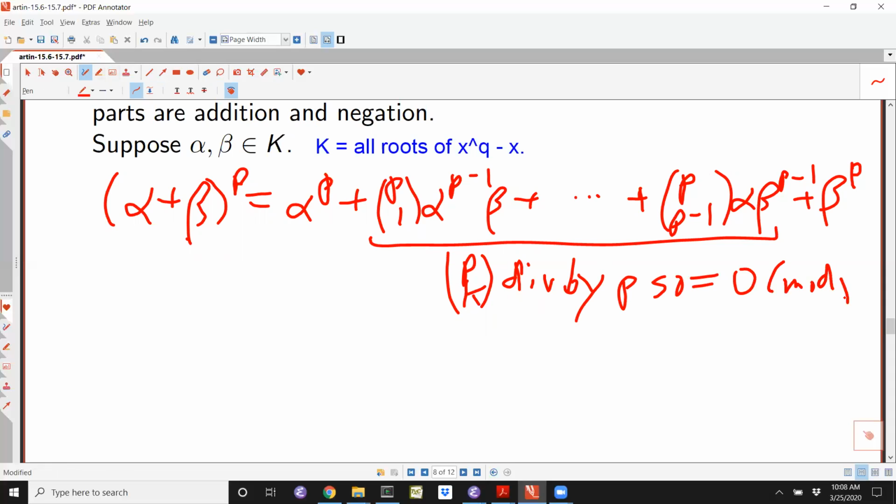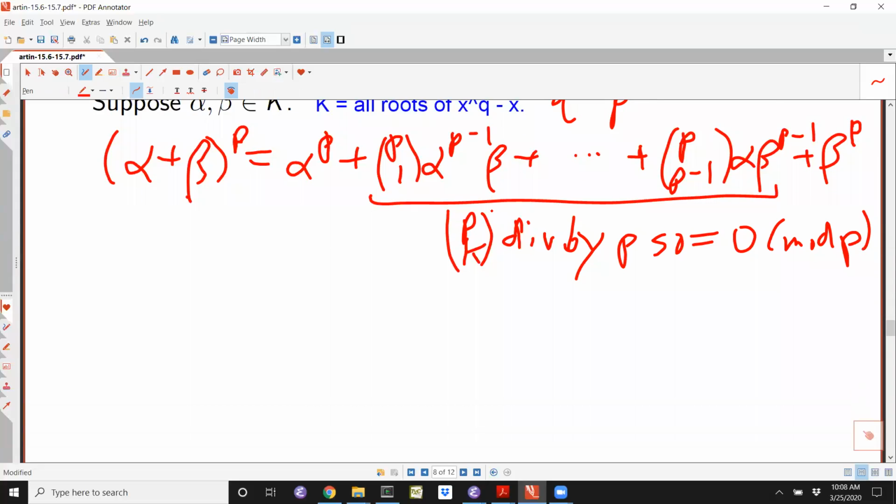Remember, even though the order of our finite field K is q, q equals p to the r. So even though the order of our finite field is a power of p, we're still working in characteristic p, so p is equal to 0. All these terms in the middle drop out, and we're left with alpha to the p plus beta to the p. Remarkable.